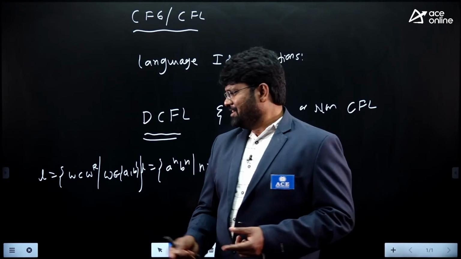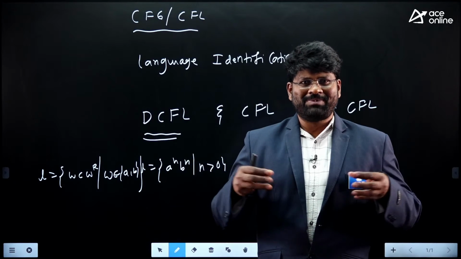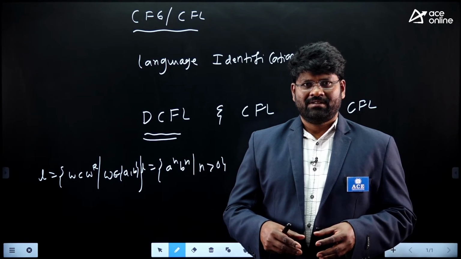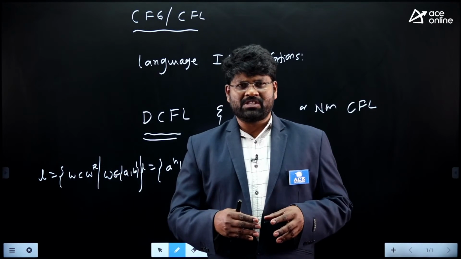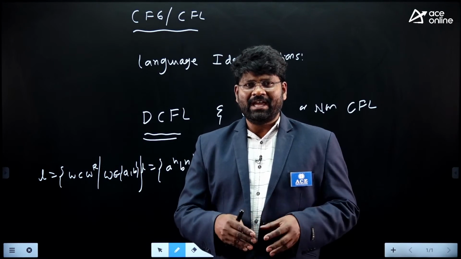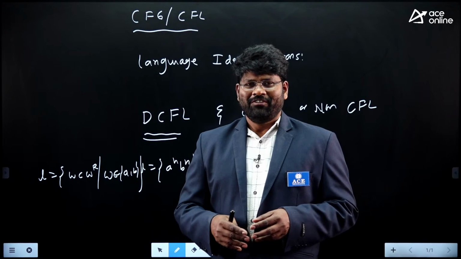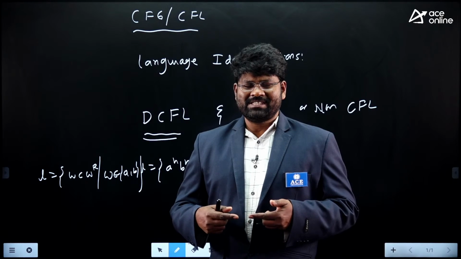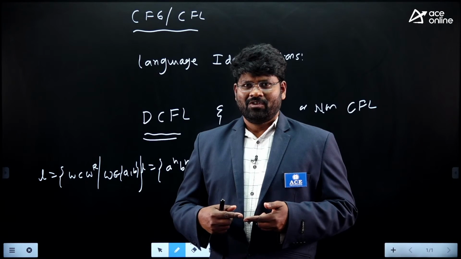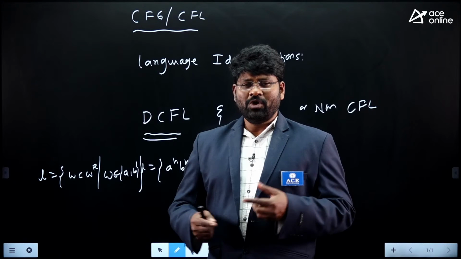To design a machine, all the W values must be pushed onto the stack until I find the C. You have to push all these symbols, whatever you have in the W, until you find the C. When you find the C, you have to skip it. All the C symbols must be skipped here. After the C, what to do? You have to pop.